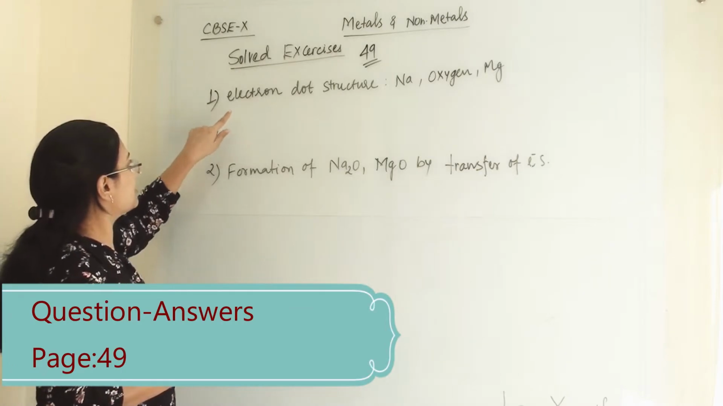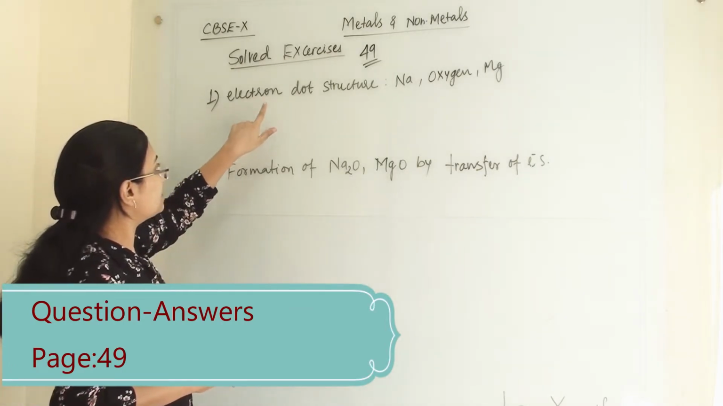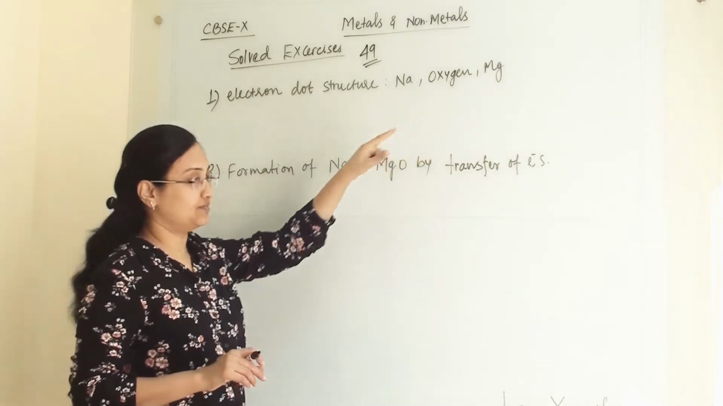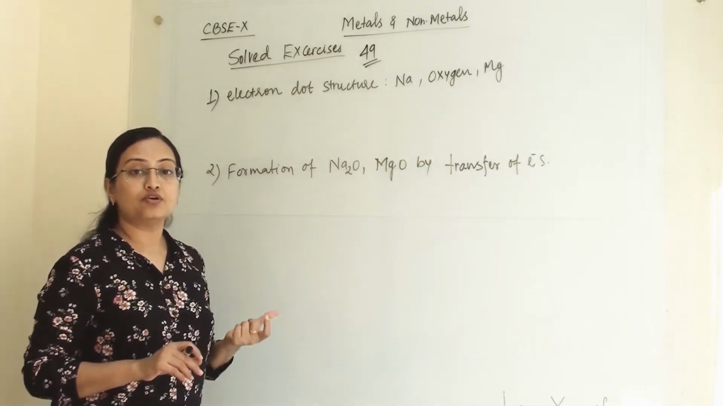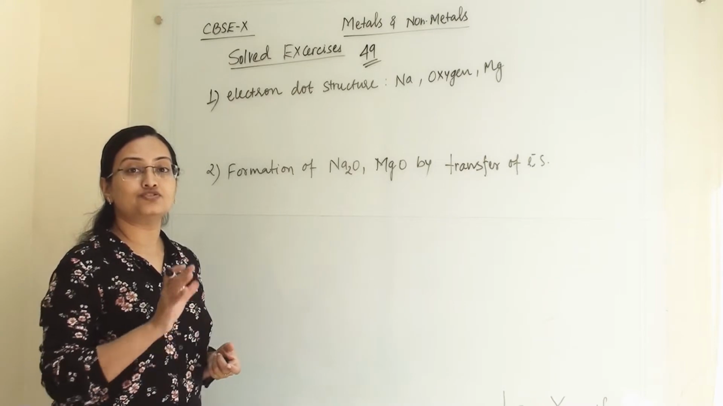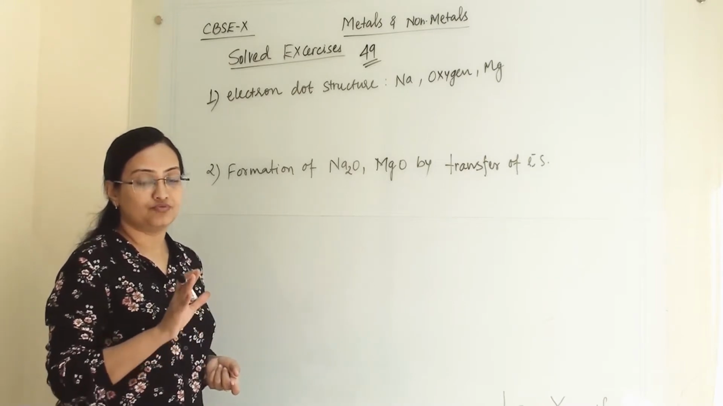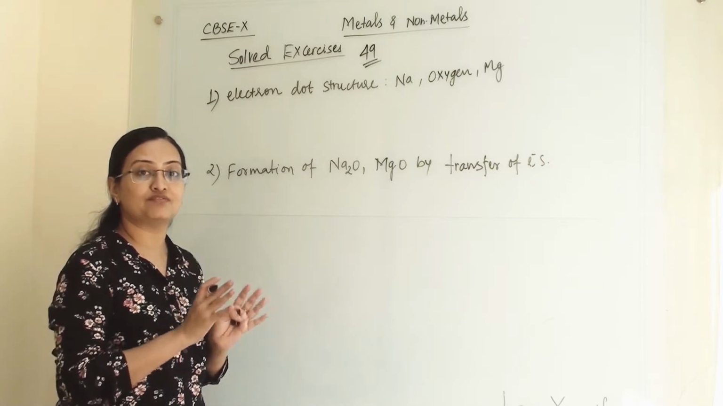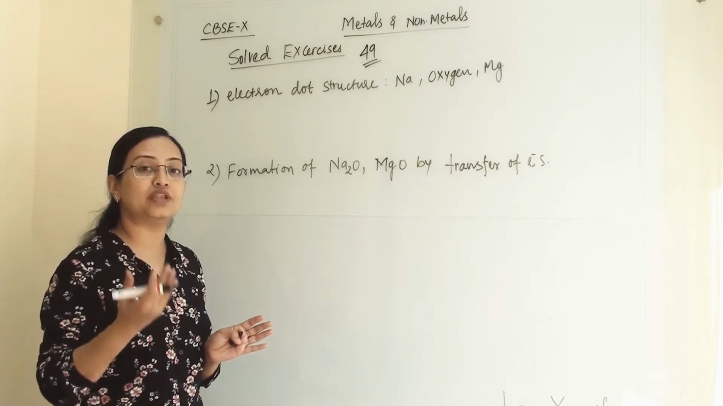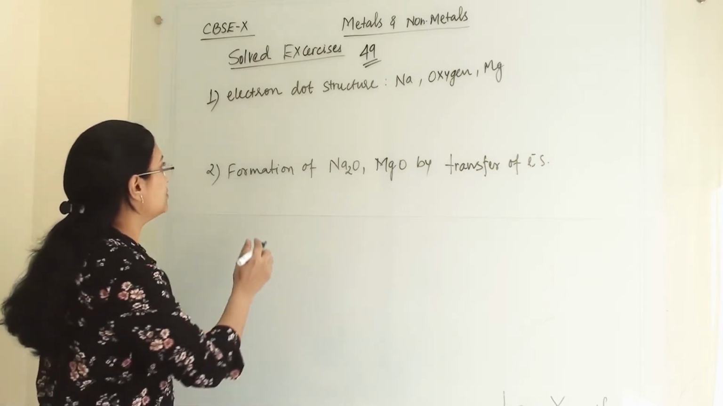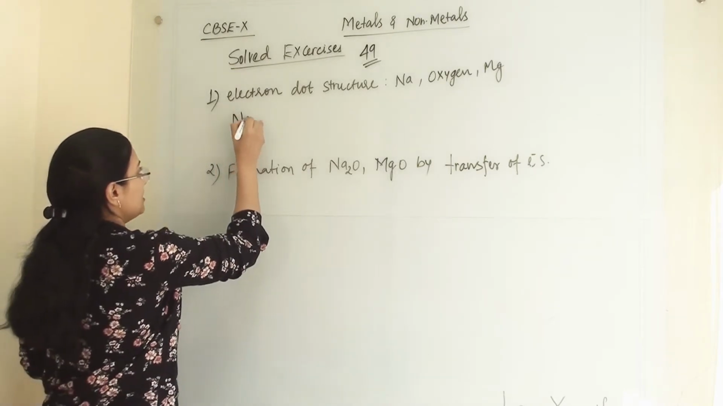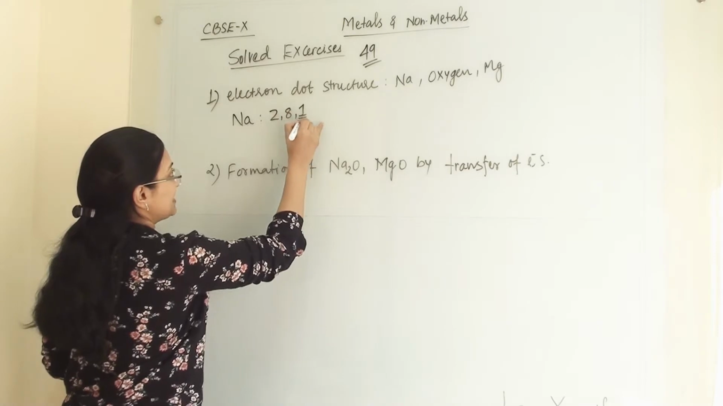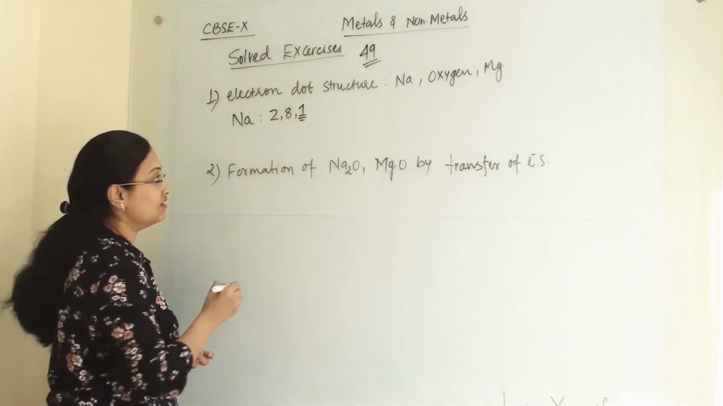The first question: we have to write the electron dot structure for sodium, oxygen and magnesium. Now in the electron dot structure we are only showing valence electrons. We are not showing all the electrons, but only the valence electrons, which are going to take part in the reaction. So for sodium our electronic configuration is 2,8,1. So valence electrons are 1.